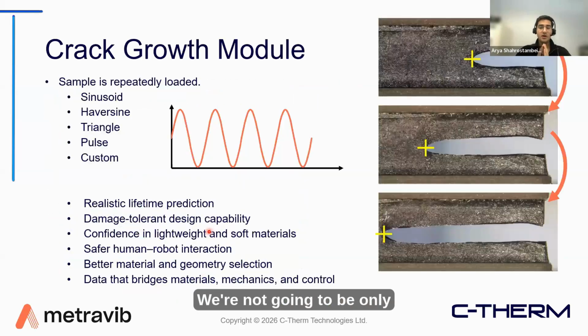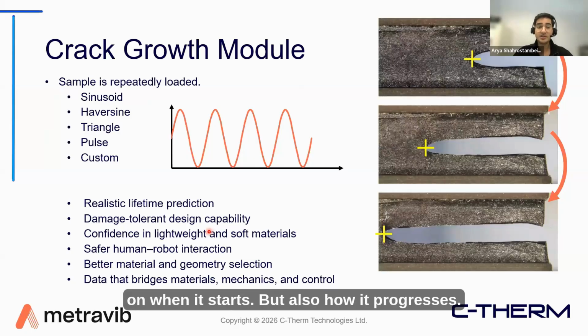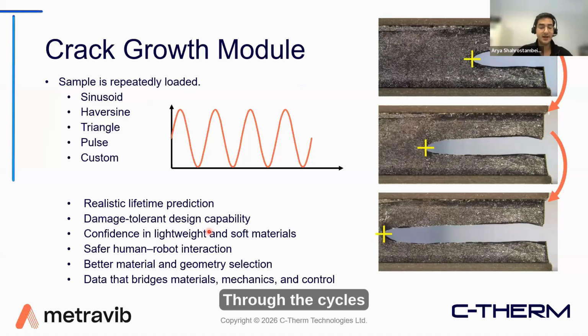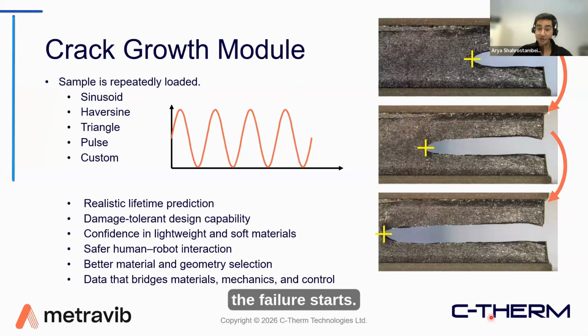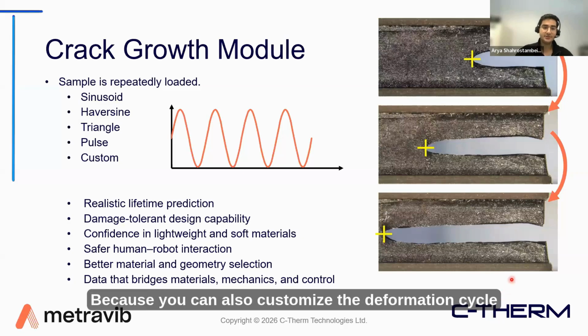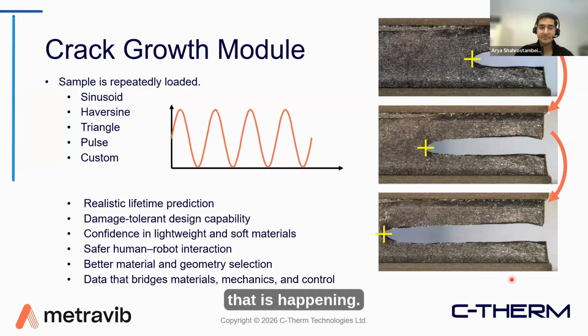However, moving forward, we're not going to be only focusing on when it starts, but also how it progresses through the cycles of deformation. So this is a very neat capability that Metravib DMA provides, and it's called the crack growth module. Basically, this is a fatigue testing. However, it's one step after the failure starts. This test is very interesting because you can also customize the deformation cycle that is happening.